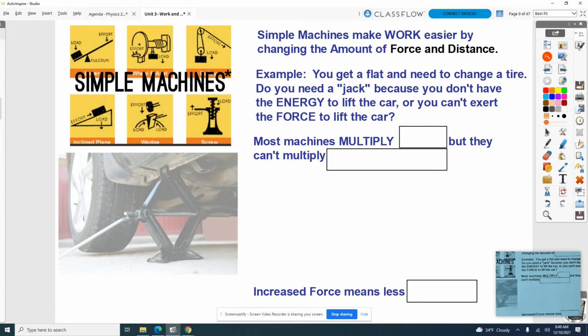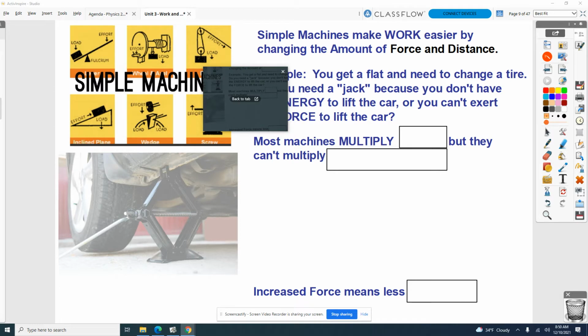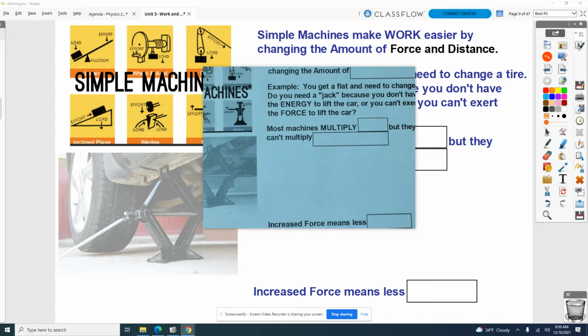Now, the challenge of this particular slide here, there's a lot of writing, and it's hard for me to do writing on this particular touch screen. So I'm going to go ahead and move this over to this setup, and let's see if we can't try to understand how simple machines make work easier by changing the amount of force and distance.